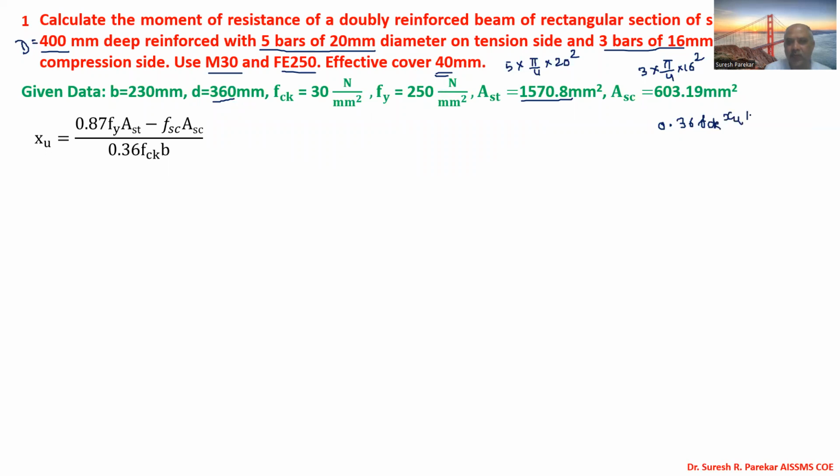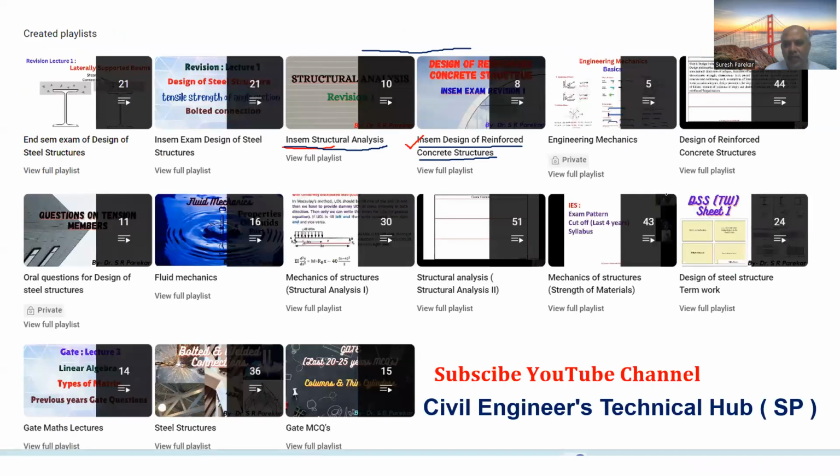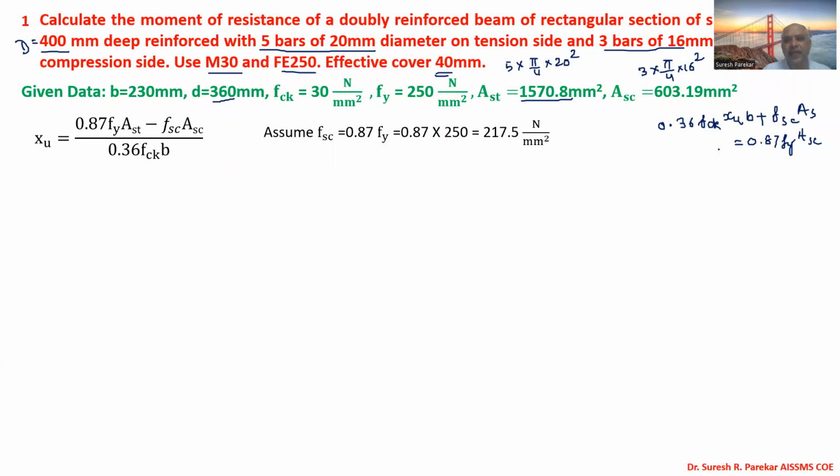And then we can find this Xu, because we know the basic formula, that is 0.36 fck Xu into b plus Fsc Asc is equal to 0.87 fy Ast. If I go back and show you, you can go in detail to understand this in the design of reinforced concrete structures, where everything is explained in detail. From this formula we have modified and then we have this Xu formula.